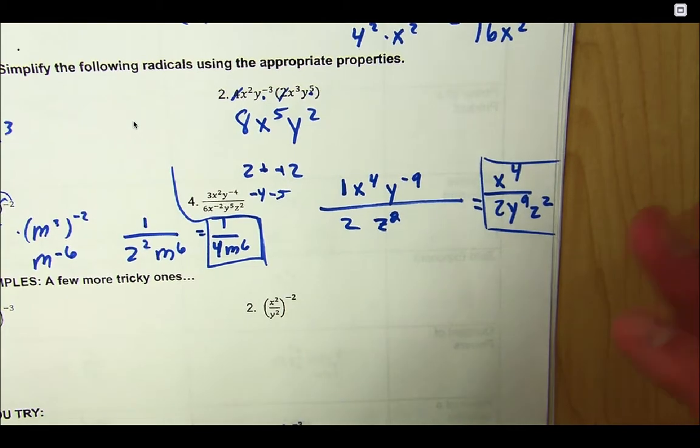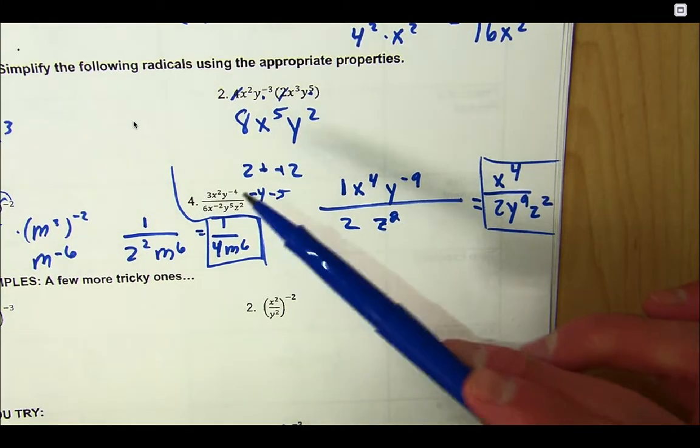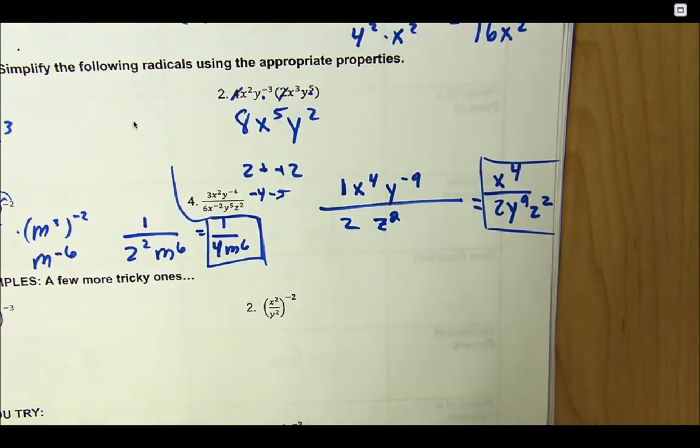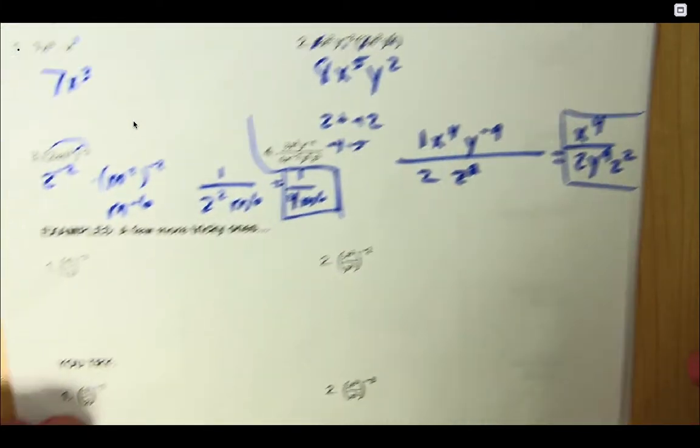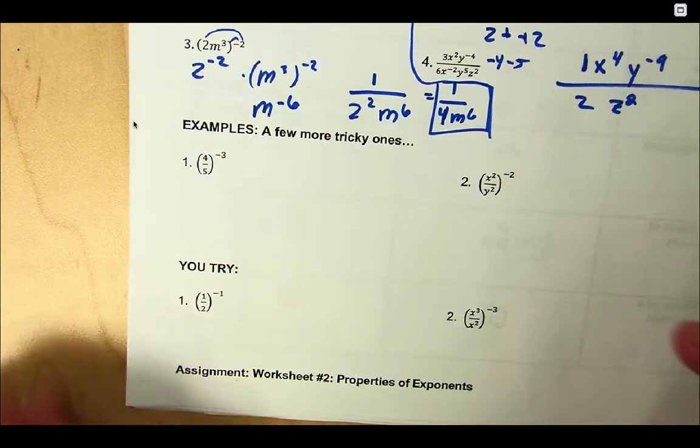There's actually a lot of different ways that you can go about simplifying this. You can move the negative exponents first. It doesn't really matter as long as you end up here. Okay. So a few more and then we will be all set.